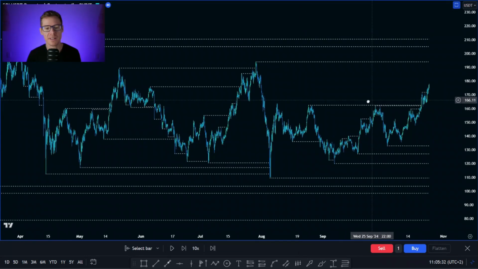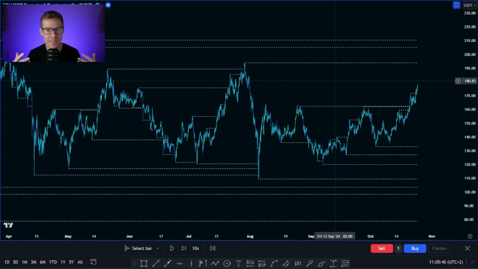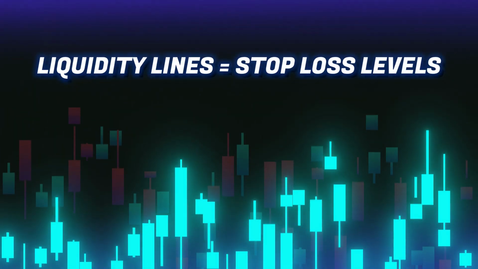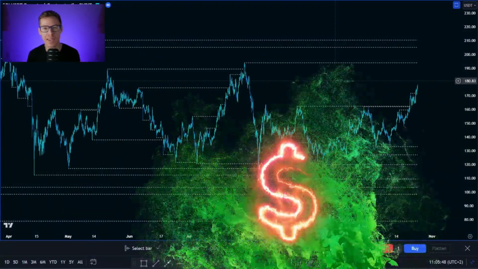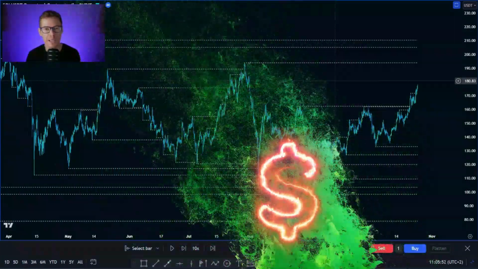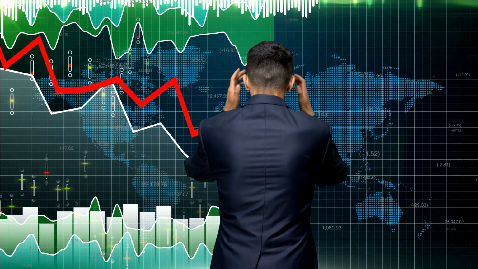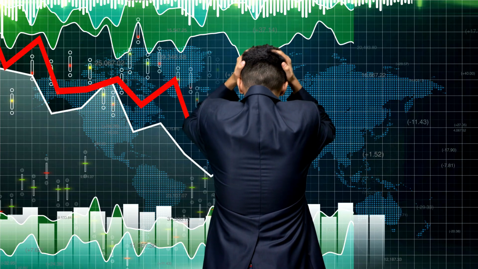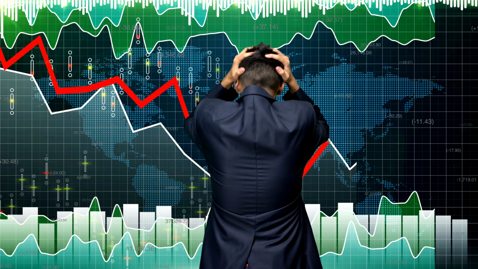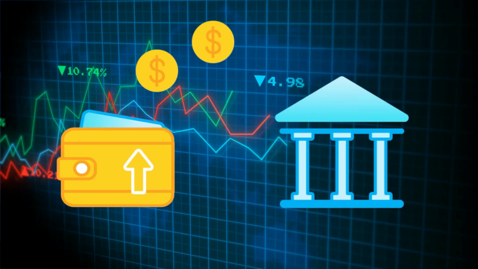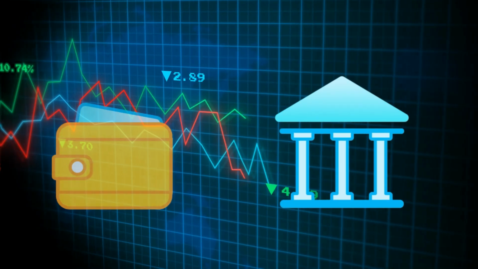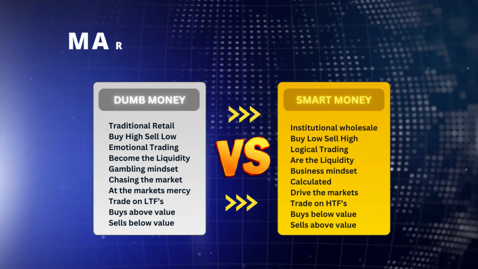The important thing to know about liquidity lines is these are the areas where other traders place their stop losses. And if you can be aware where other traders' stop losses are located, these are what we call liquidity pool areas, because the majority of traders place their stop losses in the exact same places. How this indicator works, it has a methodology behind it called the master pattern concepts, which is based on understanding how the market makers trade.